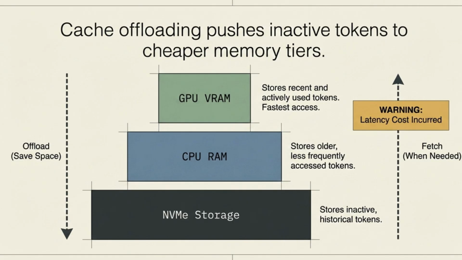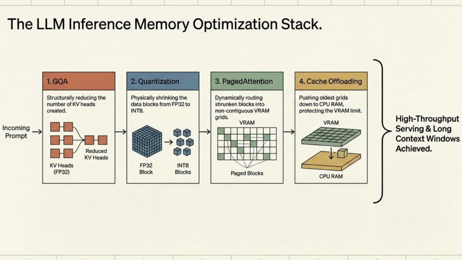Okay, so let's put this whole thing together because this is where it all clicks. An incoming prompt hits your system. Here's what happens across all 4 layers. GQA first. Structurally reduce the number of KV heads being created. Less data from the start. Quantization second. Compress those KV blocks from FP32 to INT8. Half the size, same information.